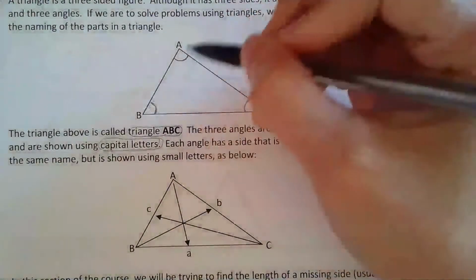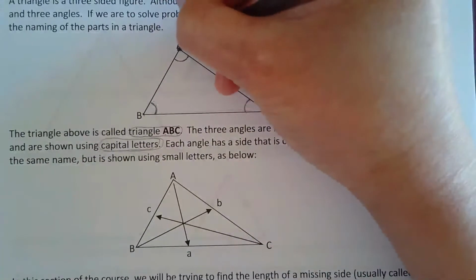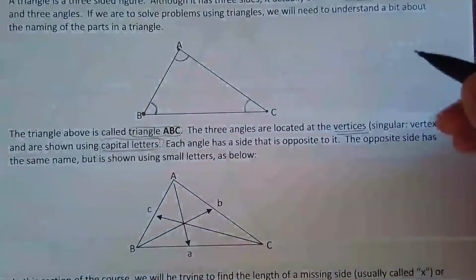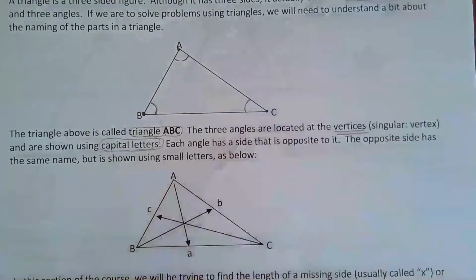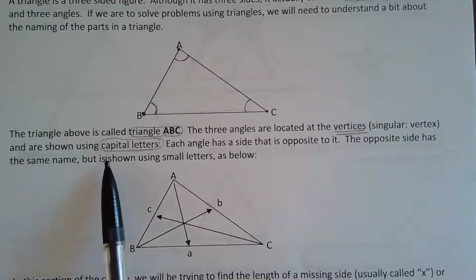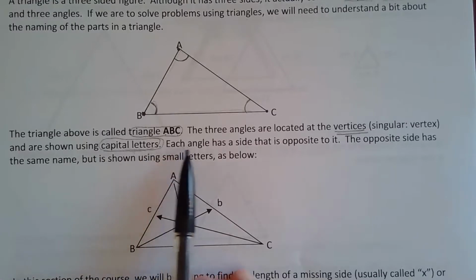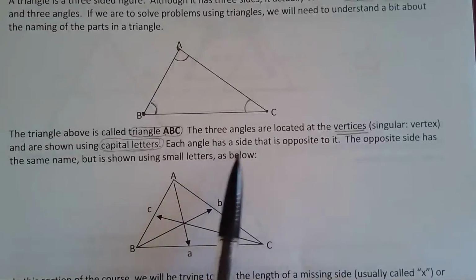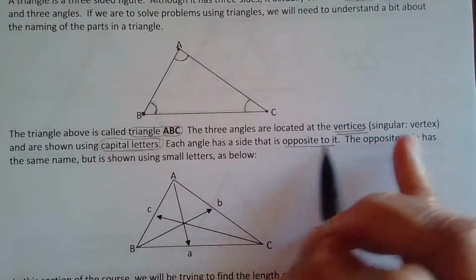So in this triangle, vertices are the corner points. Vertices are corners, and are shown in capital letters, uppercase letters. Each angle has a side that's opposite to it. So they're using the word opposite.